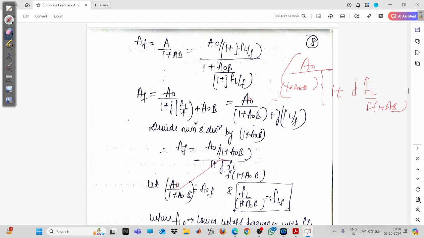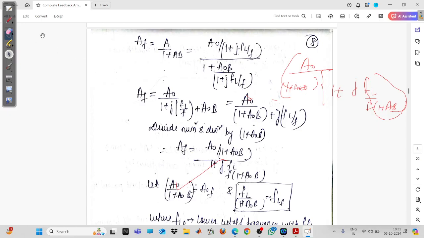And you can see here, FL is a constant value. It will be in terms of a time constant. That will be a constant value. So A0 will be A0F. Okay, so you can see here, your FL upon 1 plus A0 beta, your lower cutoff frequency reduces. So I think we got the value of it.